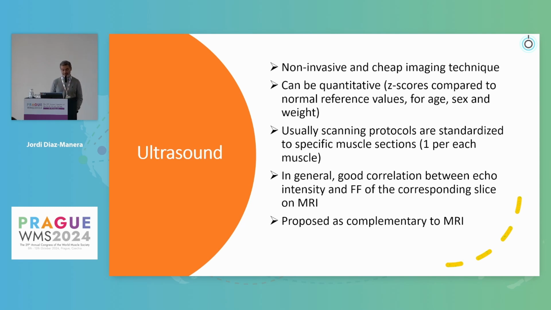So it can be descriptive of the findings, but can also be quantitative. I'm going to talk about this a bit later. And then we start to have scanning protocols that are standardized for specific muscles. And in general, there is a good correlation between the changes in the echo intensity and the fat fraction, which is a concept that I will explain later, of the corresponding slice on MRI. So it has been proposed as complementary to MRI, and I think it is a useful tool that can be, as I said, used in clinics.